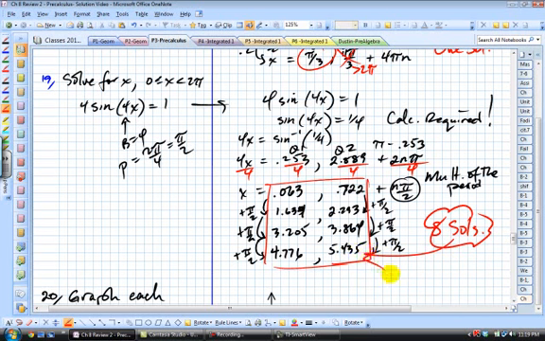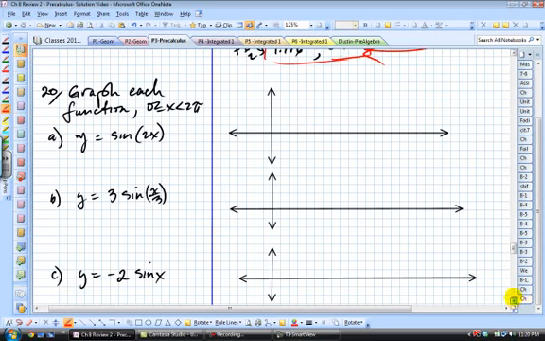Alright, so, and then you can check them on the graph, okay? You can let this be y1 here, and this one be y2, and check them, see how many times this horizontal line at 1/4 intersects this graph, and it better be 8 times. Alright, that was a big daddy problem.